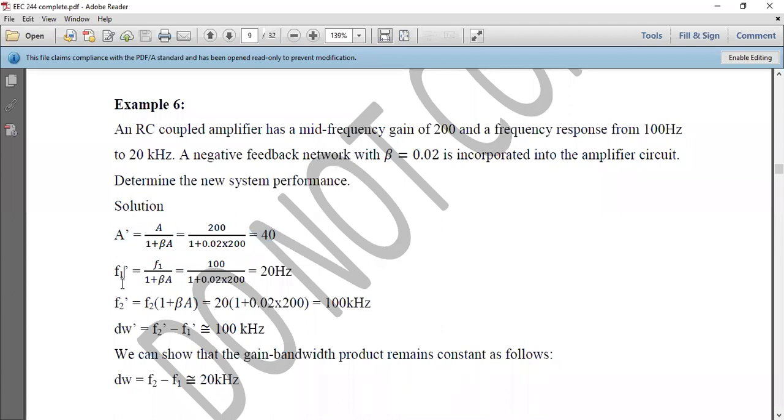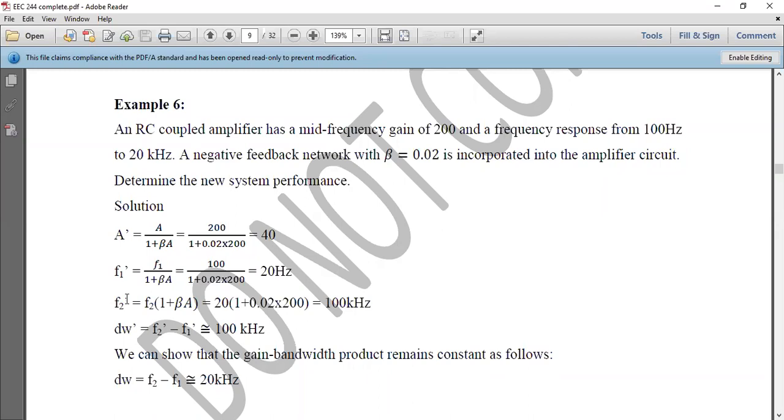Now let's look at the performance. We are looking at F1 prime. F1 prime equals F1 divided by 1 plus beta A. When you substitute the values, F1 is 100, that is the lower 3 decibel frequency. 100 divided by 1 plus 0.02 times 200. That gives us 20.